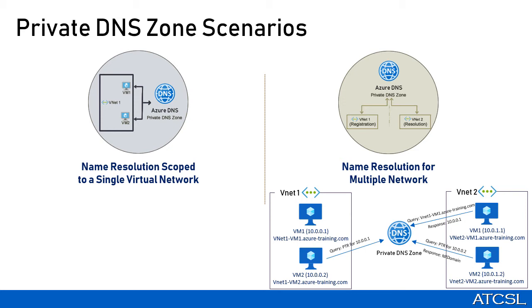Hmm, rather: if there is a reverse DNS request from a virtual machine within one virtual network for a virtual machine in another virtual network, it will return an NXDOMAIN that the host name is not found. Whereas if there is a reverse DNS query about 10.0.0.1, and since it is within the same virtual network, the private DNS zone is able to resolve that and returns the response with vnet1-vm1.azuretraining.com. That is the host name of VM1, and it is because both the VMs are in the same virtual network. So the reverse DNS works only within the same virtual network. The reverse DNS does not work for different virtual networks, whereas the direct query for the host name resolves to the proper IP addresses.